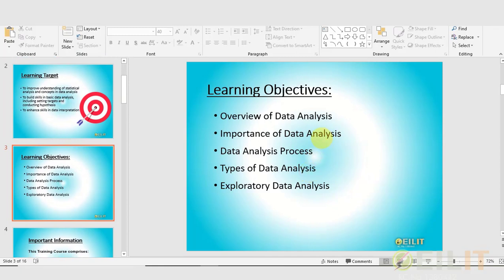And then I believe that in this lesson we have our learning objectives. One of our learning objectives is to have an overview of what data analysis is all about, what the importance of data analysis is, what the processes that are involved in data analysis are, and what the types of data analysis are. We'll also be engaging ourselves in some exploratory data analysis. This could be descriptive statistical analysis and also inferential statistical analysis.